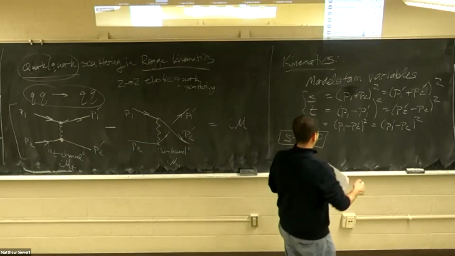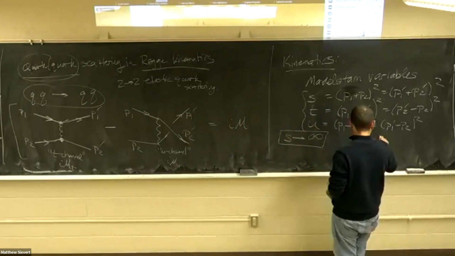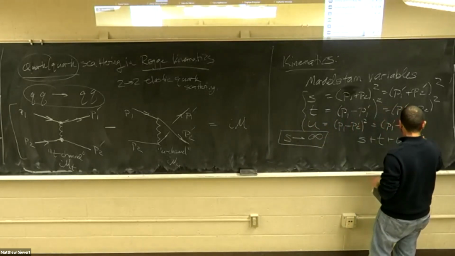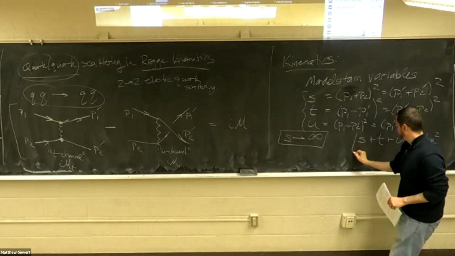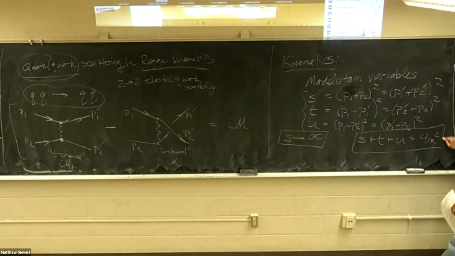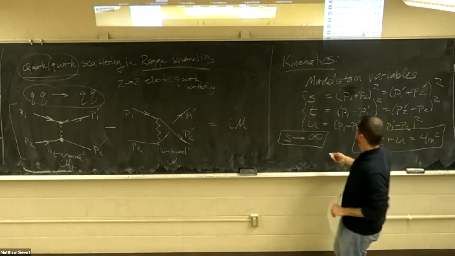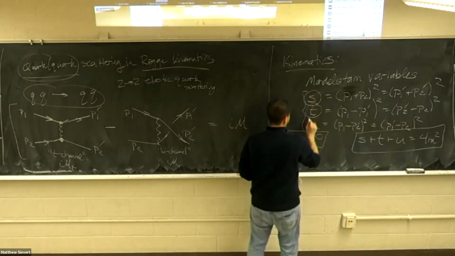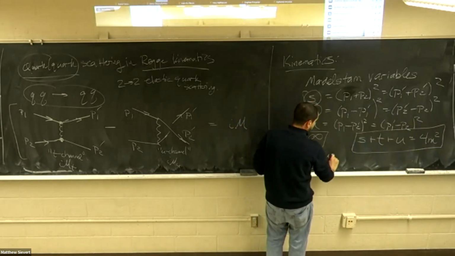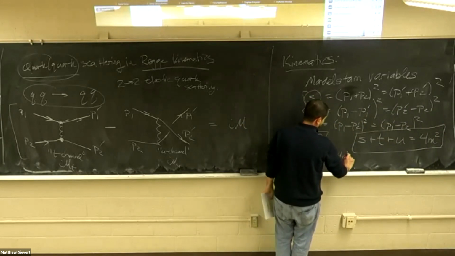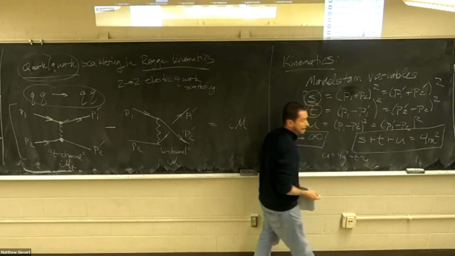So if I have four identical particles, then the sum of S plus T plus U is 4 times the invariant mass m squared of the particles. In general, on the right-hand side, it's the sum of the masses squared of all of the particles. For this simple problem where I've got 2 identical particles in and 2 identical particles out, I get 4m squared. So for my purposes, I'm going to think of S and T as independent variables, and U is constrained to be 4m squared minus T minus S.